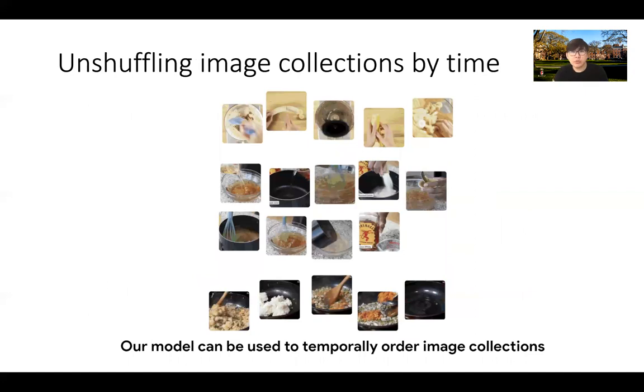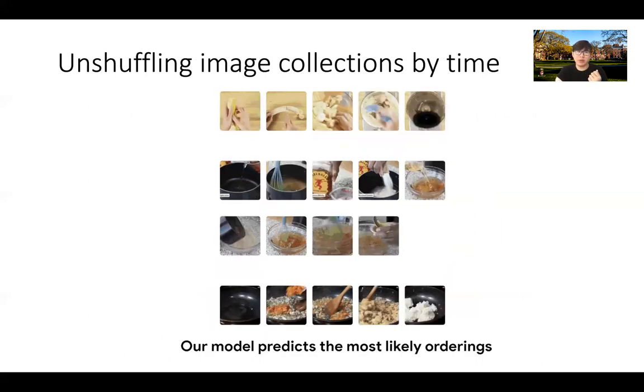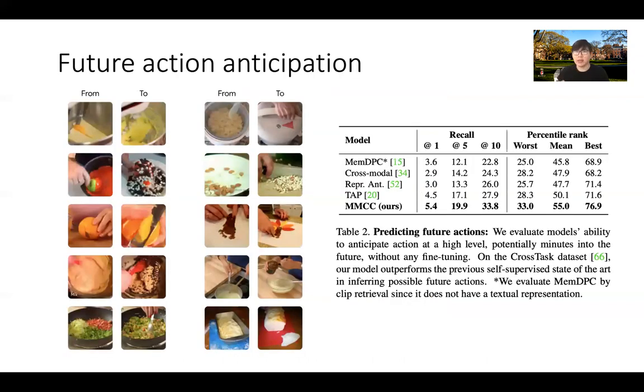And once we learn such a temporal cross-modal cycle consistency model, we are able to do a lot of interesting tasks, such as using the learned temporal dynamics to unshuffle image collections and order them by time. Or we can do future action anticipation, where we show our method outperforms a wide range of previous methods with different objectives in terms of future prediction.